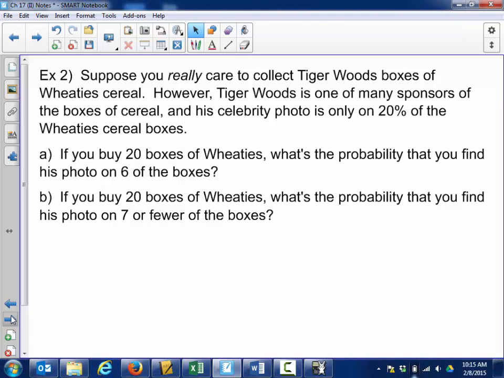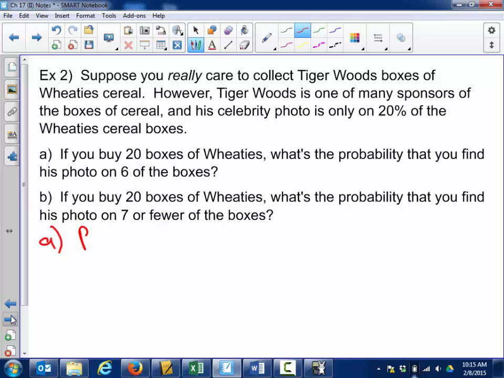Suppose you really care to collect Tiger Woods boxes of Wheaties cereal. However, I don't even know if he'd be endorsed by Wheaties at this point with that infidelity fiasco with his wife. Sheesh. Anyway, Tiger Woods is one of many sponsors of the boxes of cereal, and his celebrity photo is only on 20% of the Wheaties cereal boxes. Okay, so there's your probability of success, 20%. If you buy 20 boxes of Wheaties, what's the probability that you find his photo on 6 of the boxes?